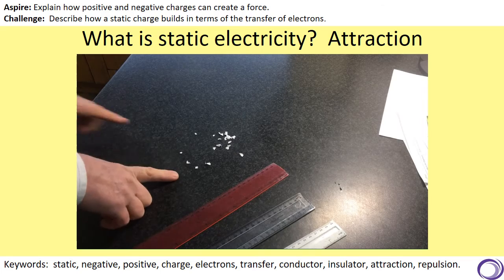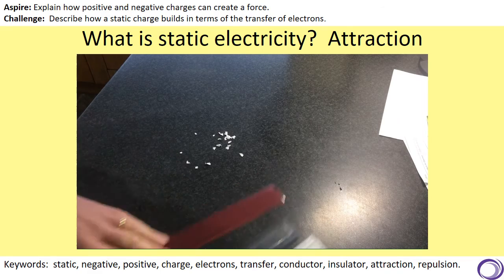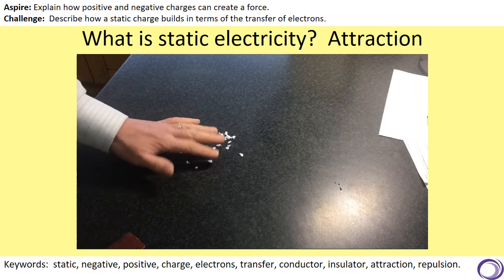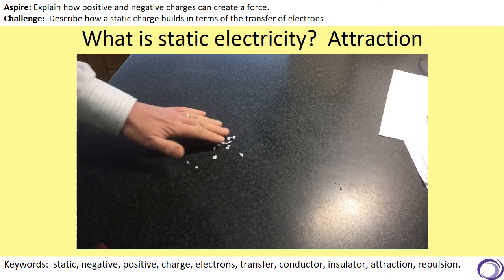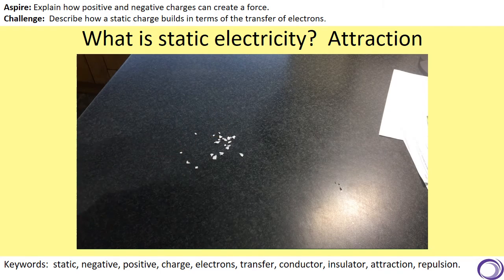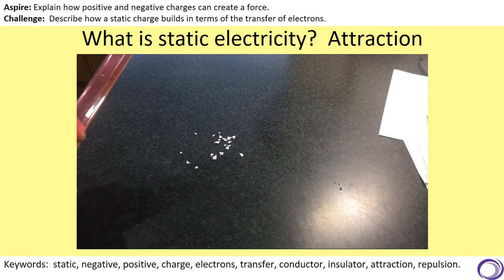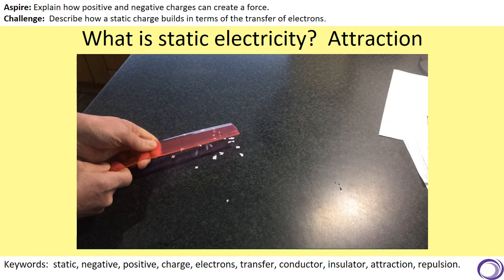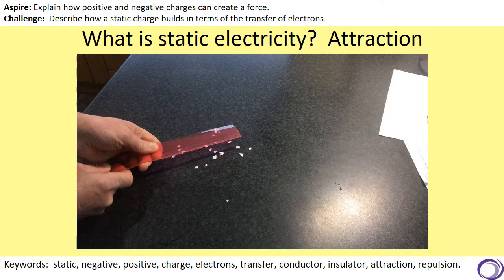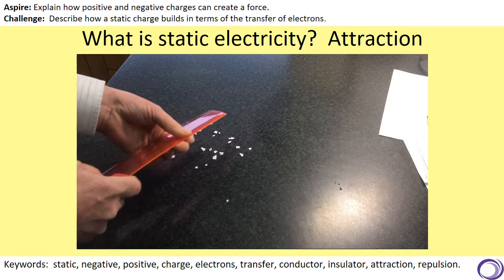Just got some little bits of paper that I've torn up. Again, this paper's not charged. Let's try the pink ruler. Charge it up on my shirt. There you go. So it's attracting the uncharged bits of paper.